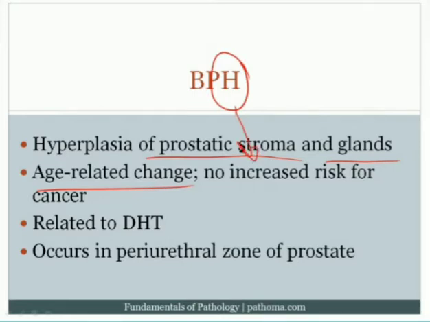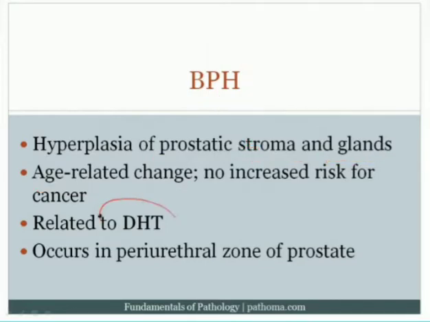Now, I am particular about pointing this out because, generally speaking, recall from Chapter 1 that when you have pathologic hyperplasia, that's classically a soil or a risk factor for the development of cancer. However, in the case of benign prostatic hyperplasia, there is no increased risk for cancer. Very important to note this.